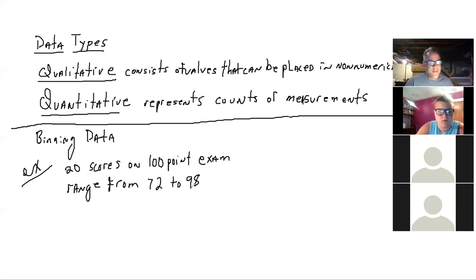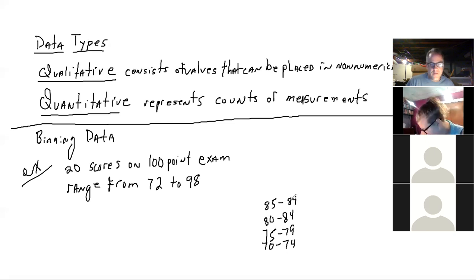So I may choose to bin these in 5-point bins. What would that look like? Something like this. So here would be a bin. That's 5 scores, count from 70 to 74. Then I would go 75 to 79, then 80 to 84, 85 to 89, 90 to 94, and then 95 to 99. Now I'm assured, since the range was from the lowest of 72 to the highest of 98, that all of them will fit within one of these bins.